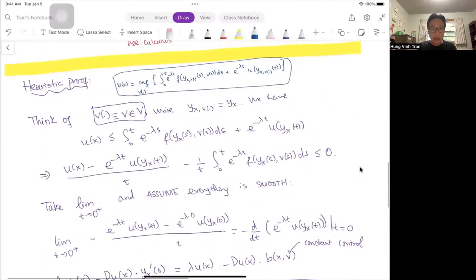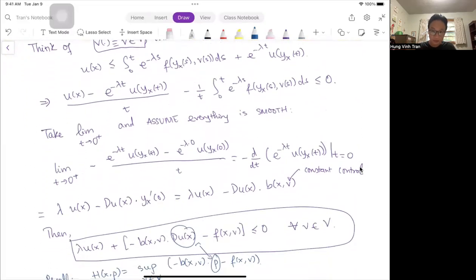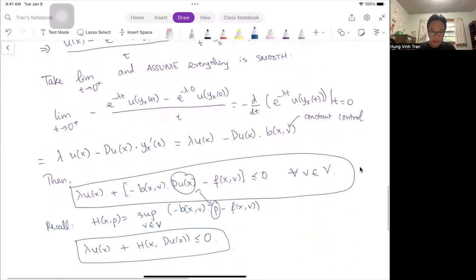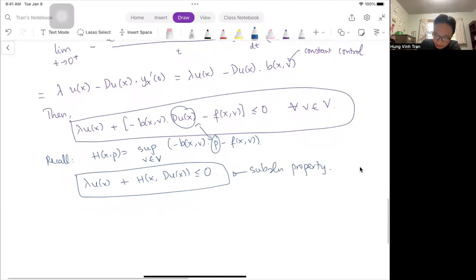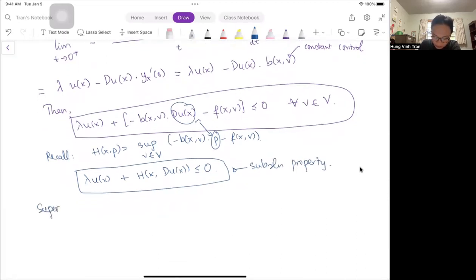So you can see that we start by choosing a constant control for any fixed vector v in V, and we just do the basic computation in calculus. We get to the result. And you can see that this sort of problem is not symmetric, meaning that to prove the supersolution property, we more or less can't do it in this way. We need to do it differently. So this gives us the subsolution property. Okay, so let's now try the supersolution property.